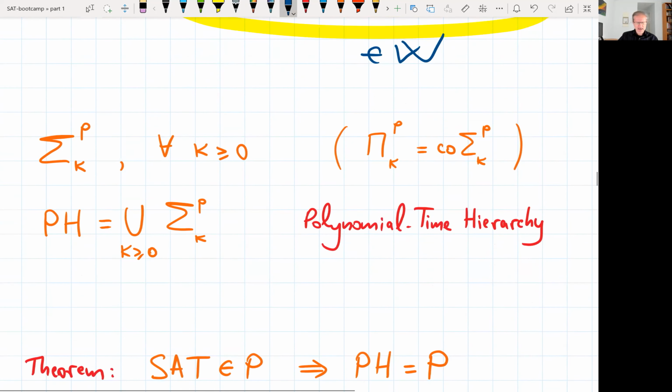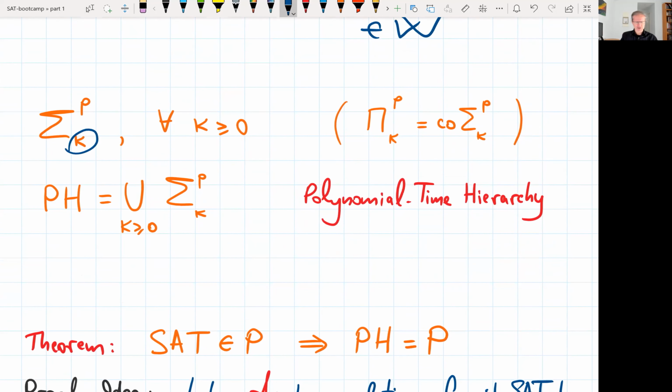And you can generalize and go to k alternations in a straightforward way. And then the polynomial time hierarchy is defined as any constant number of alternations. So it's a union of sigma k's for all constants k. There's also a pi version, which is the complement of sigma.